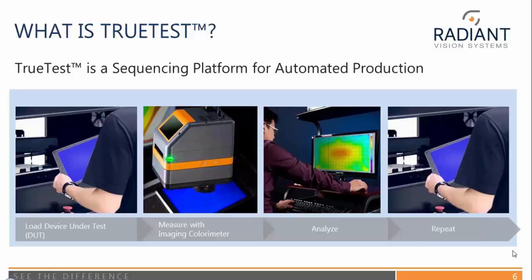So TrueTest will work together with a hardware fixture or any other system that needs to be put into place for automated production to load the device. Then the device is told to show a pattern or otherwise change itself to adapt to what we want to show. The imaging colorimeter measures the device under test, provides the raw data to TrueTest, which we then analyze using image processing and other techniques. And then we repeat. We send another pattern, measure the device again, analyze again, as many times as necessary to do all the tests that we want to do.